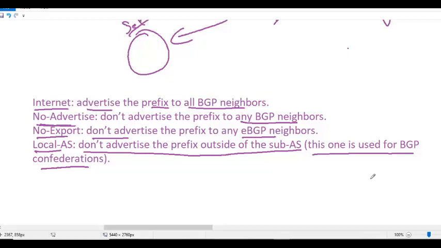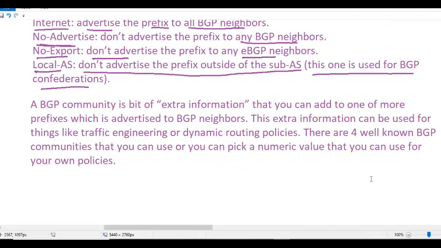So BGP community is sending extra information that can be added to the prefixes that will be advertised to the neighbor. This extra information can be used for traffic engineering, like what we were discussing: attach an attribute and do the traffic engineering. Wherever you give a higher local preference for those prefixes, that path will be preferred. That is the kind of traffic engineering. And there are four well-known communities which we saw now: internet, no export, no advertise, and local AS.